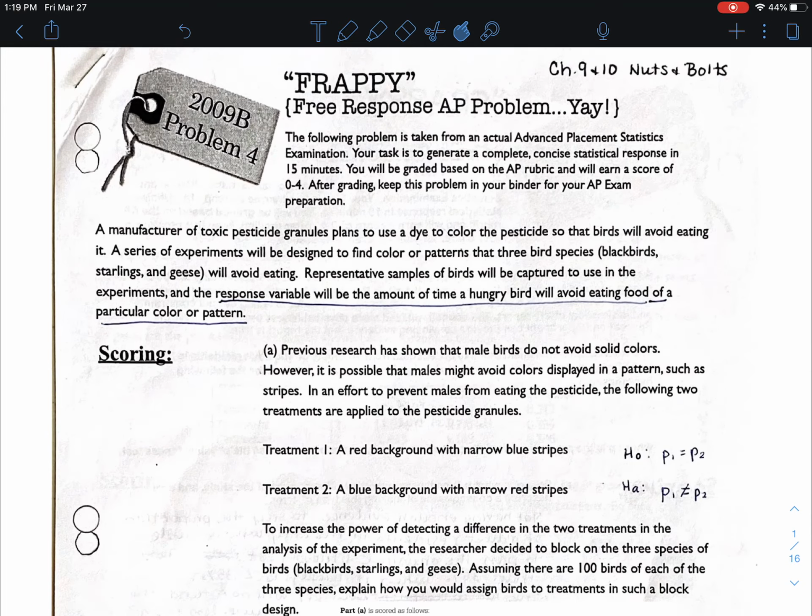this dye to color their pesticides so that the birds would avoid eating it. A series of experiments will be designed to find color or patterns that 3 bird species, blackbirds, starlings, and geese, will avoid eating. Representative samples of birds will be captured to use in the experiment, and the response variable will be the amount of time that a hungry bird will avoid eating food of a particular color or pattern.